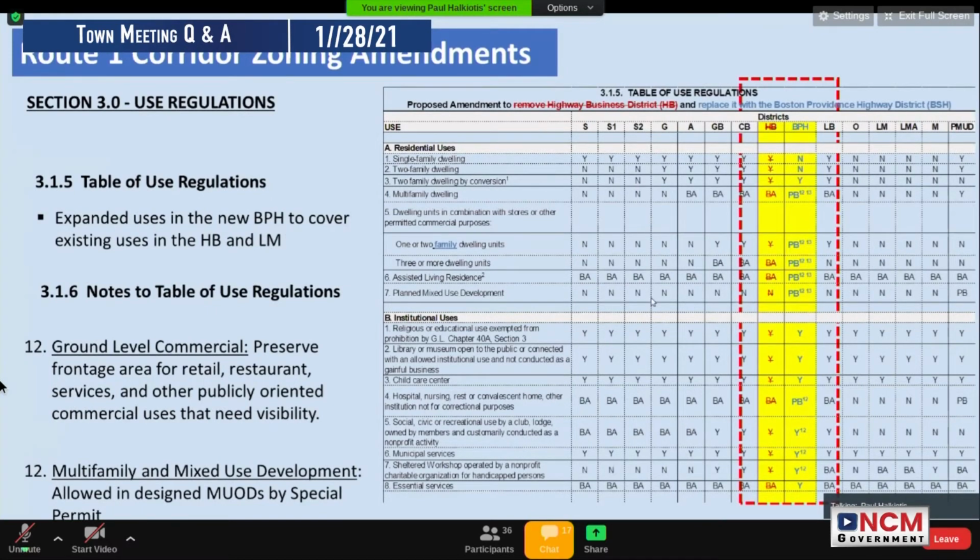The other piece of this project was to take a look at all of the town's use regulations within this corridor. So we took a look at all of the different uses, and we made some adjustments to the uses that would be allowed by right, allowed by special permit, and prohibited uses. The special permit granting authority is going to be the planning board for this 4-mile corridor. And this slide shows a portion of those table of use regulations and shows some of the different changes that are being made as part of this zoning amendment.